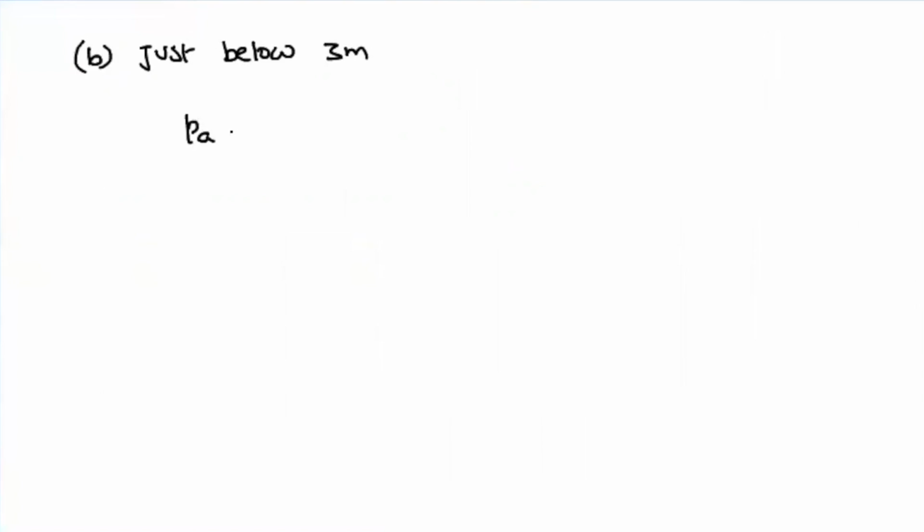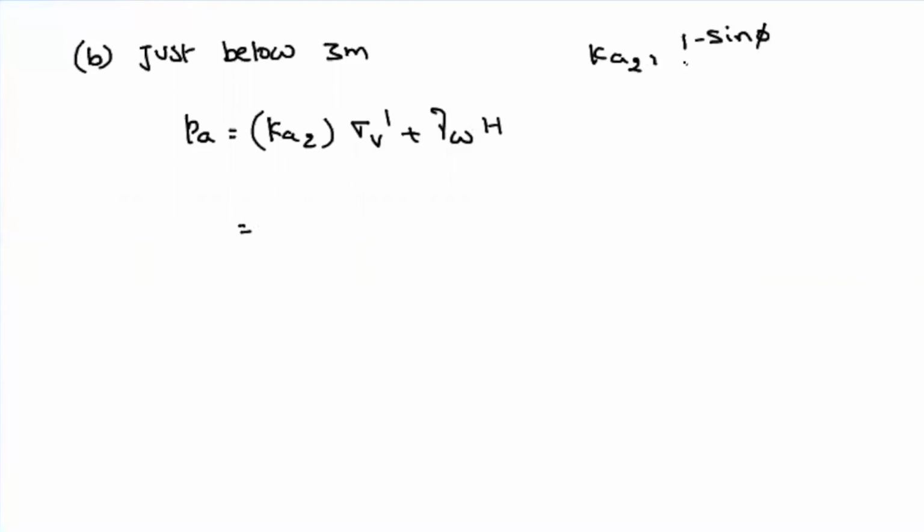What about the active earth pressure? Here it is a cohesionless soil. If it is cohesionless soil, then Ka2 into vertical stress plus gamma W into H. What about Ka2? The phi value is 30 degrees. So Ka2 is 1 minus sine phi divided by 1 plus sine phi. Substitute phi equal to 30 degrees, then you will get it as 1 by 3.